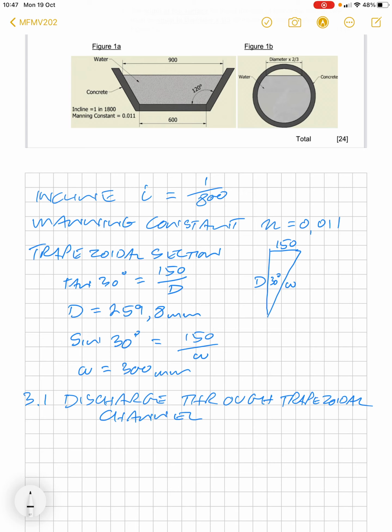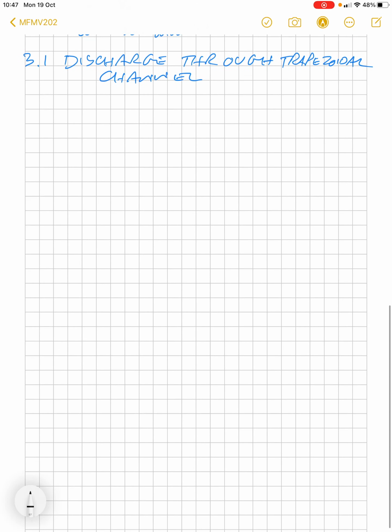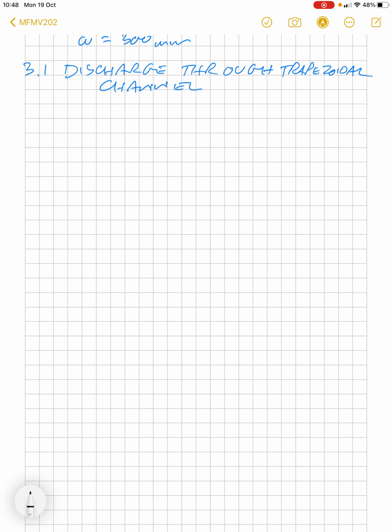Alright, so having a look at these two cross sections, if we look firstly at the trapezoidal channel, we can calculate what the depth value is using our tan 30 degrees equal to 150 over d. So d would equal 259.8 millimeters. Also now sine 30 degrees is 150 over w, and w is 300 millimeters. We get to 30 degrees by taking 90 minus 120. So let's look at the discharge through the trapezoidal channel first.